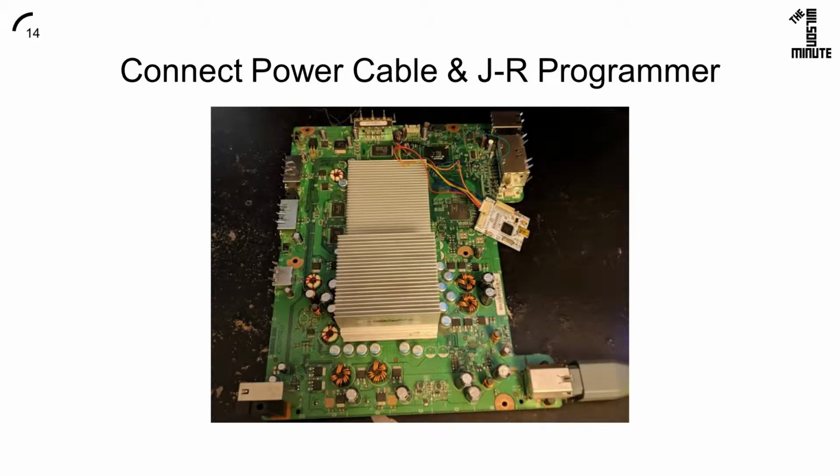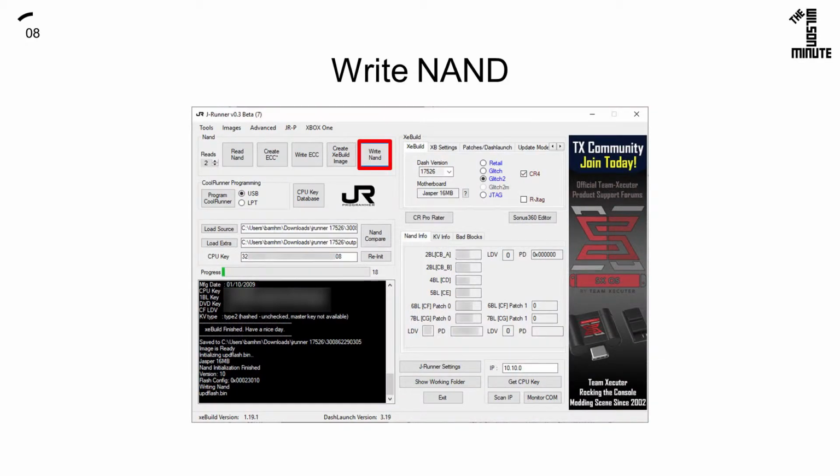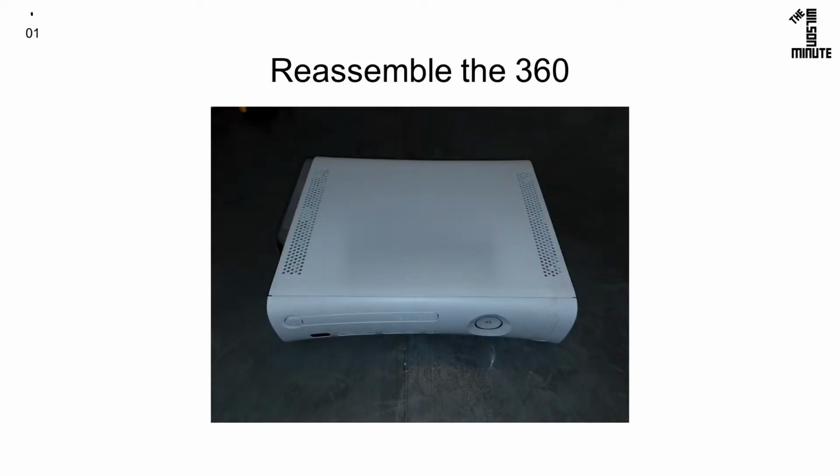Connect the JR programmer and power to your Xbox 360 but do not turn it on. Connect the JR programmer to the PC. Click Write NAND and confirm it does. Unplug your programmer and your Xbox 360 should boot to the dashboard. Reassemble your 360 now if you're happy.